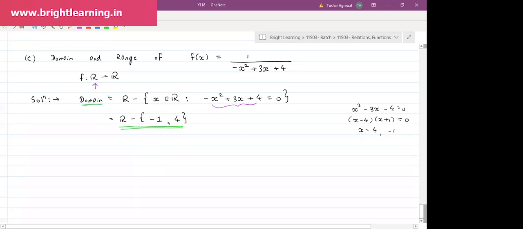Now, I think you can find the range. If I would have given you only negative x square plus 3x plus 4, forget about 1 upon that quadratic, if I would have given you the simple quadratic, can you find the range of this quadratic? Yes, sir. That part we have already done.